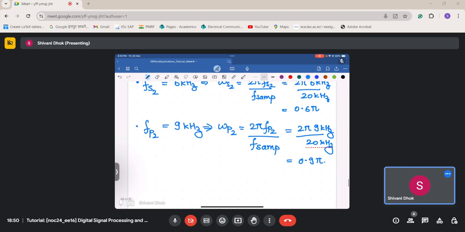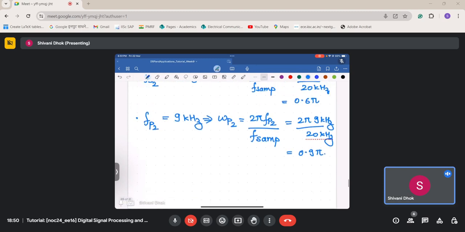Okay, so now what do we have? We have omega P1 as 0.1 pi, omega S1 as 0.4 pi, omega P2 as 0.9 pi, and omega S2 as 0.6 pi. So these are the passband and stopband edges for the digital band stop filter.